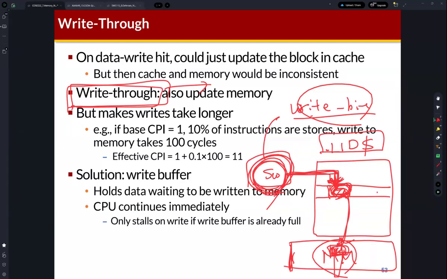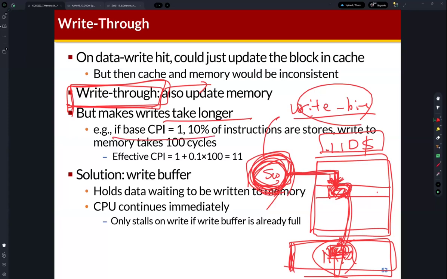Okay. Then what's the problem? The problem is, cache is fast, right? So the store instruction can update the cache within one cycle, but main memory is so slow. So in order to implement the write through cache, when the store instruction is executed, the main memory also needs to be updated immediately. And then it will take longer, okay?